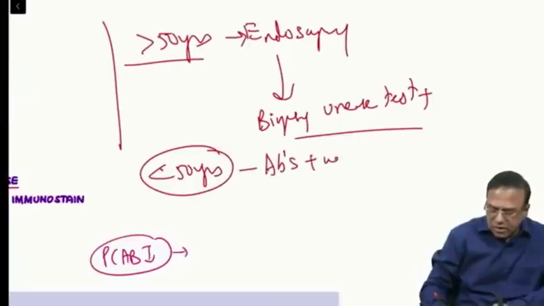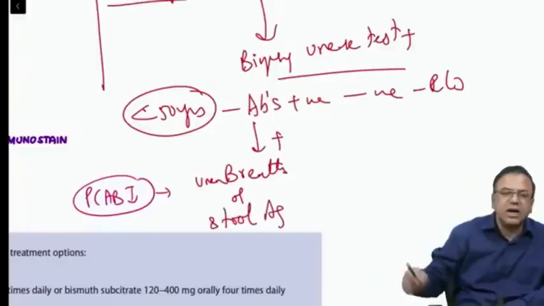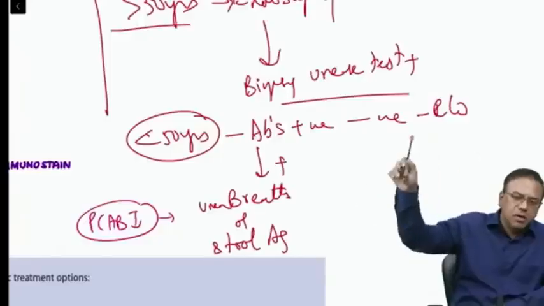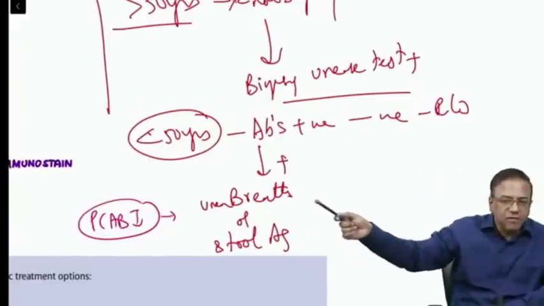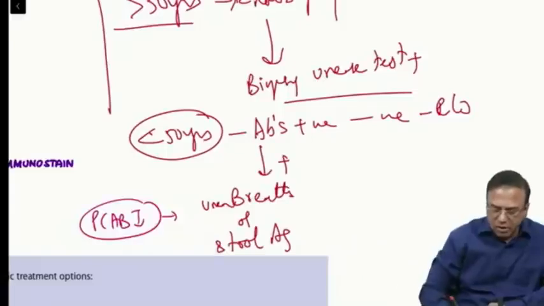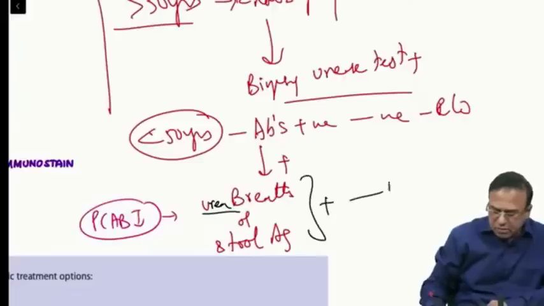If the antibodies are negative, rule out H. pylori. If the antibodies are positive, then you have to do either the urea breath test or the stool antigen to confirm the infection is there, because the antibodies may be from a past infection. Once the antibodies are positive, you check the urea breath test or stool antigen, and if it is positive, a current infection is there in the body. So once you diagnose a current infection, the patient should be started on treatment.